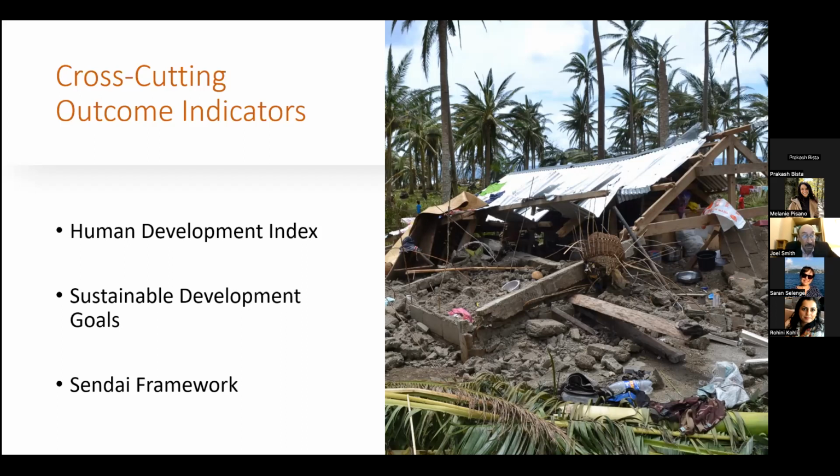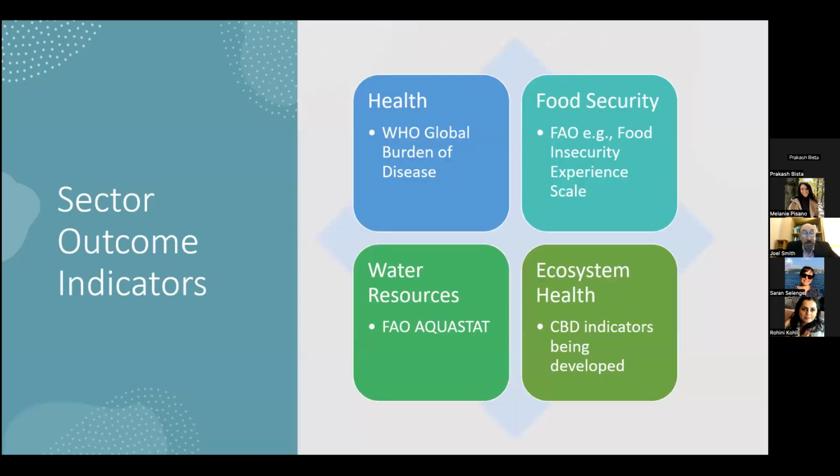There are sustainable development goals, and in our draft paper, we identify about a dozen of them that we think are directly relevant to climate change. Some are indirectly related, but these are critical measures of outcomes. And the Sendai framework, which has a number of measures which deal with essentially disaster risk reduction. There are also sector outcome indicators.